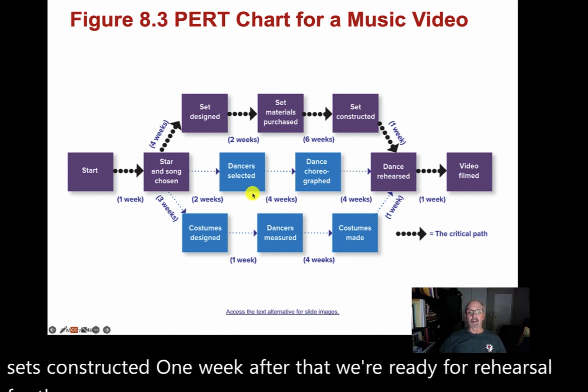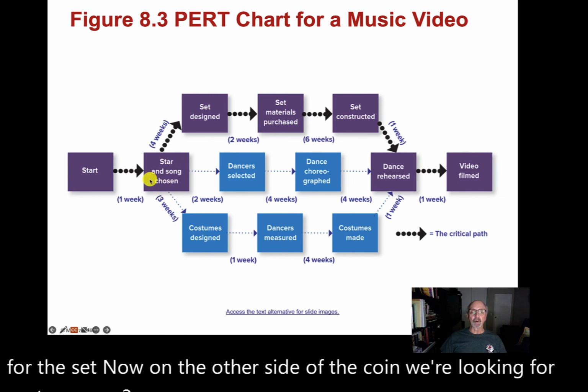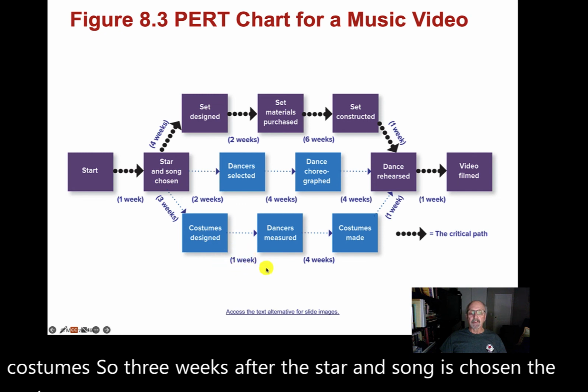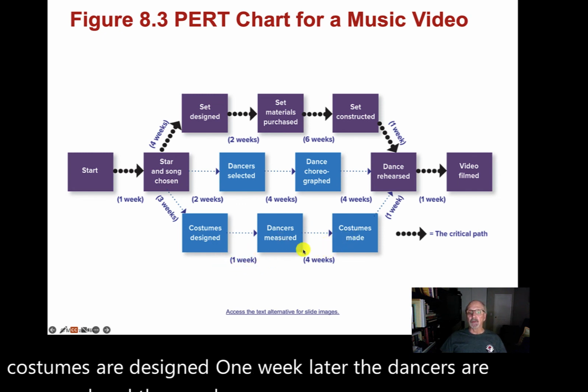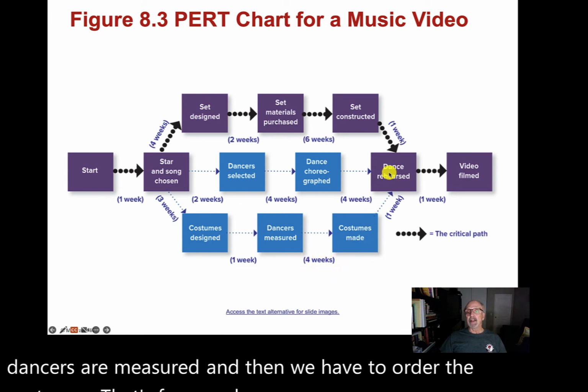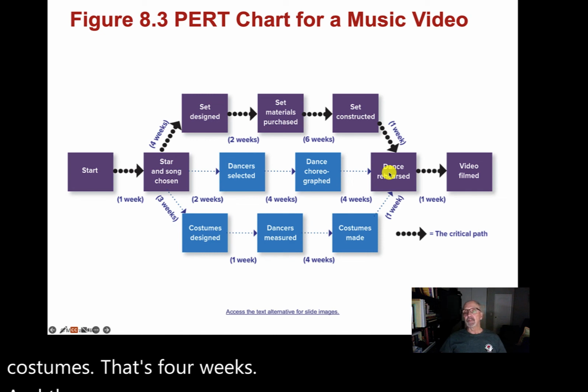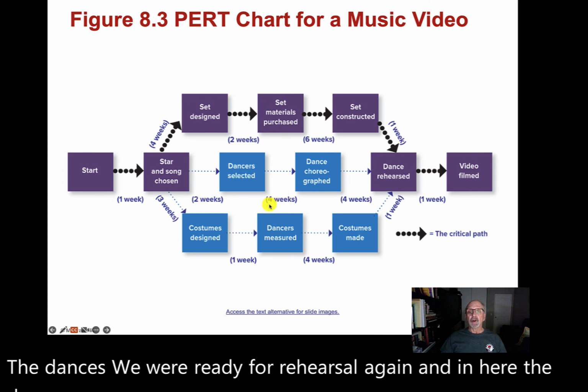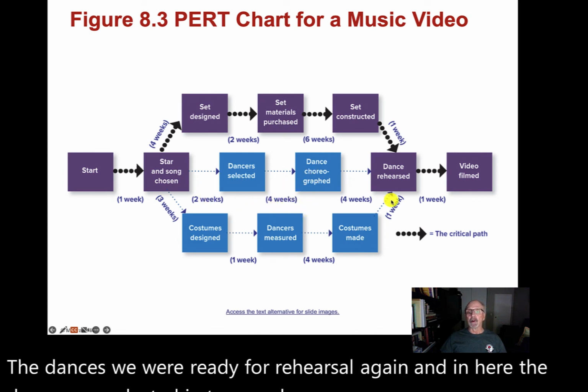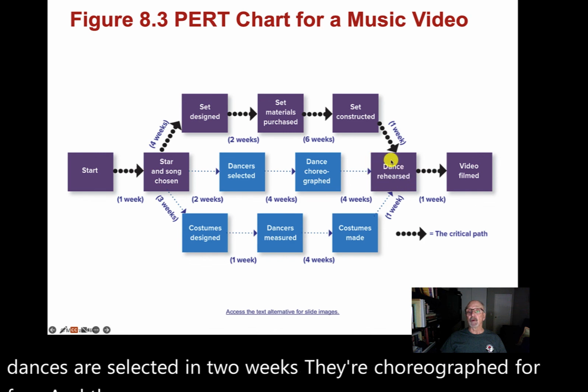Now, on the other side of the coin, we're looking for costumes. So 3 weeks after the star and song is chosen, the costumes are designed. 1 week later, the dancers are measured, and then we have to order the costumes. That's 4 weeks. And then the dancers are ready for rehearsal again. And in here, the dancers are selected. In 2 weeks, they're choreographed for 4. And then 4 weeks after that, they're ready for rehearsal.